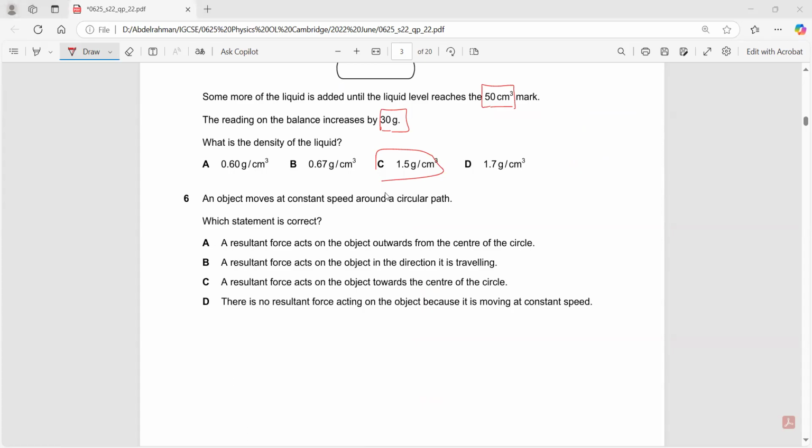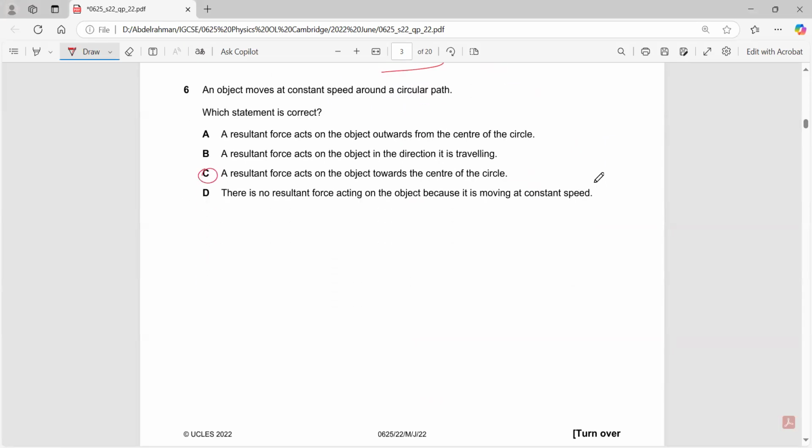Direction of traveling. Resultant force acts on the object towards the center of the circle. I think this is right. I think when you're traveling in a circular motion, you have a centripetal force, which is towards the center of the circle.